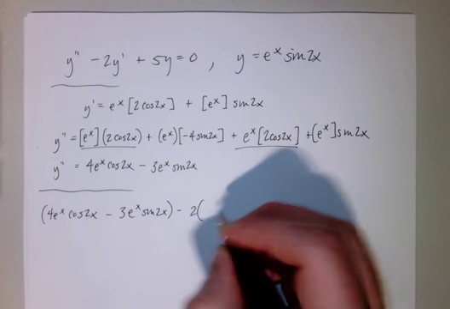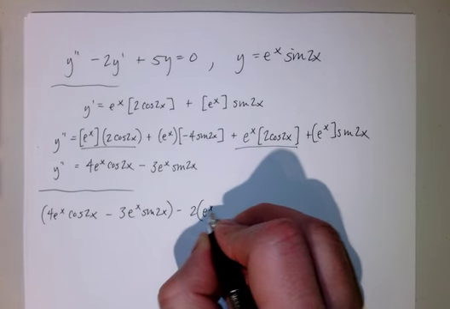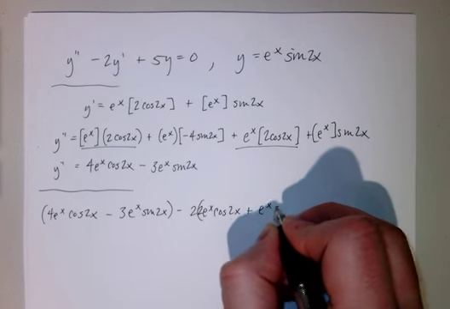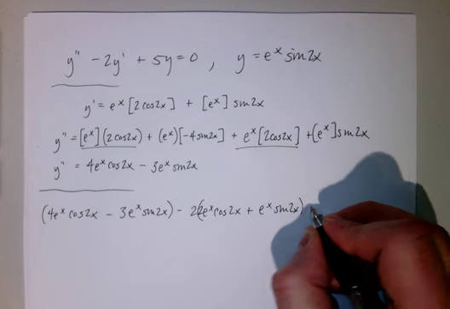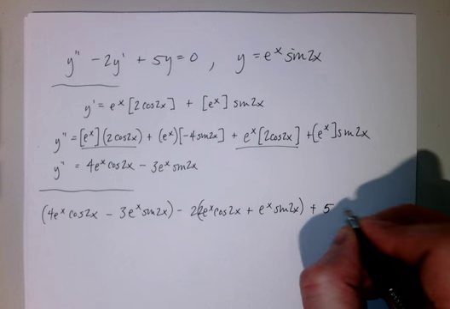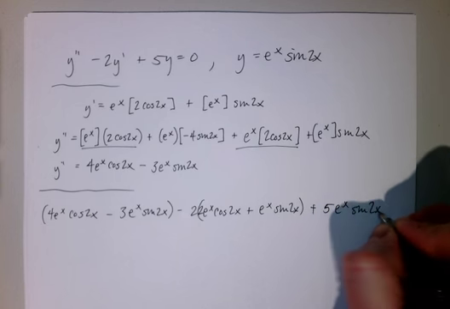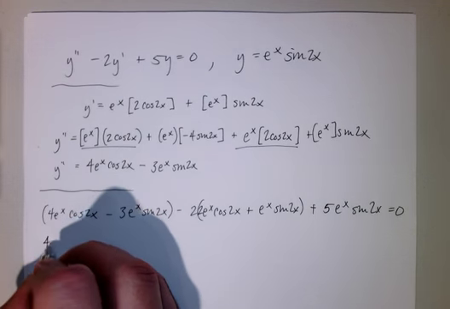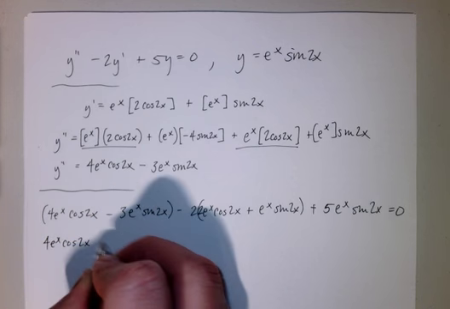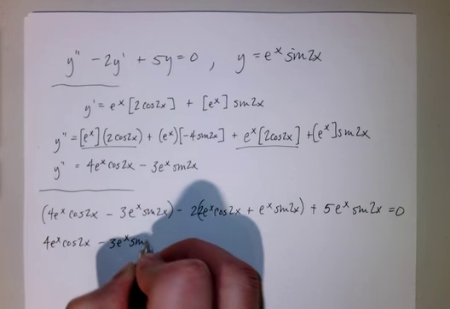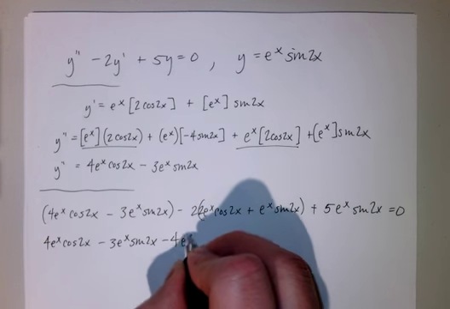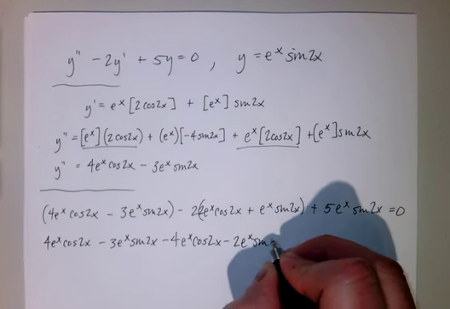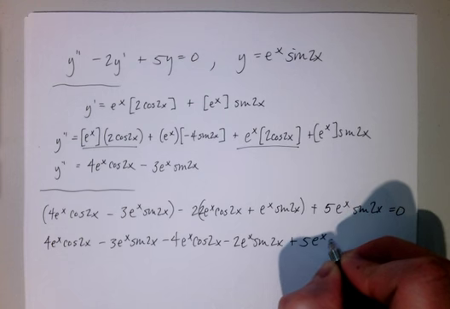minus 2 times y prime, which is, of course, e to the x. Actually, let's go ahead and put the 2 right there. Cosine 2x plus e to the x sine 2x minus our plus 5 e to the x sine 2x is equal to 0. Whew. Okay, let's go ahead and distribute, and let's see if everything cancels out, which it should, unless I've made an arithmetic error somewhere, which is always a possibility, but let's hope I didn't, because then it'll take me a second to find it. Nope, it looks like I've done a pretty good job.